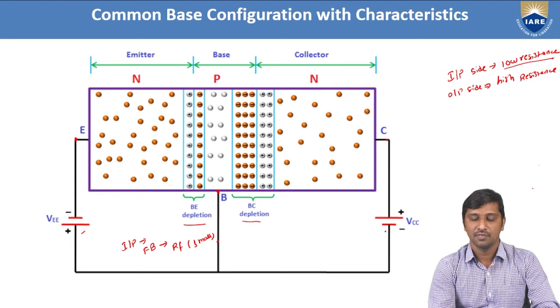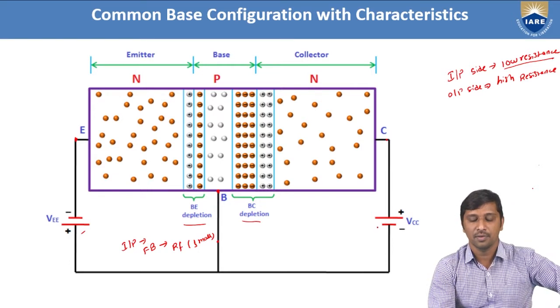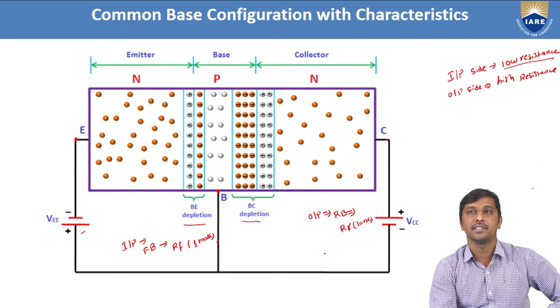So that is the reason for this biasing. When the n-type material is connected to the positive pole of the battery, this collector base junction acts as a reverse bias. So this output side we have taken as a reverse bias. Hence, it offers a very large reverse resistance here.